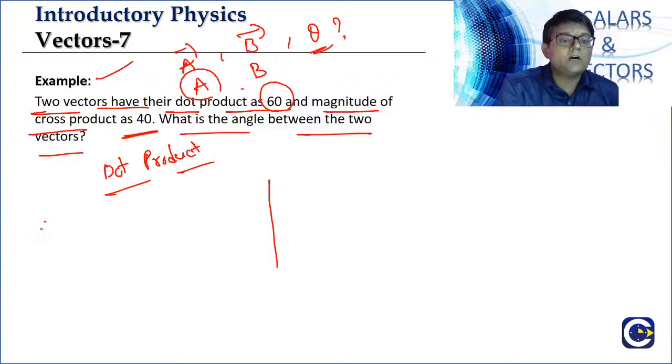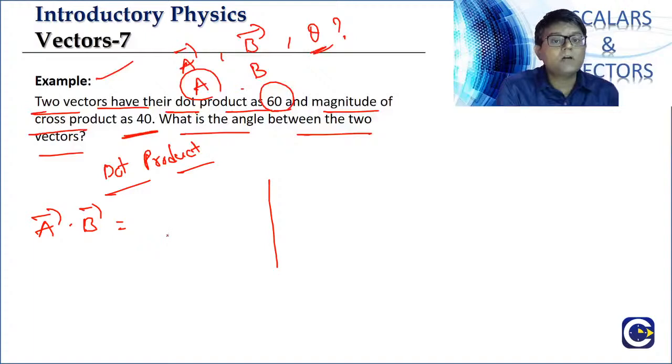So the dot product of the two vectors, what is it? A bar dot B bar. What is the dot product value of two vectors, guys? A into B into cos theta, correct? In session 6 we have covered it. The dot product value of two vectors is A into B into cos theta, correct?